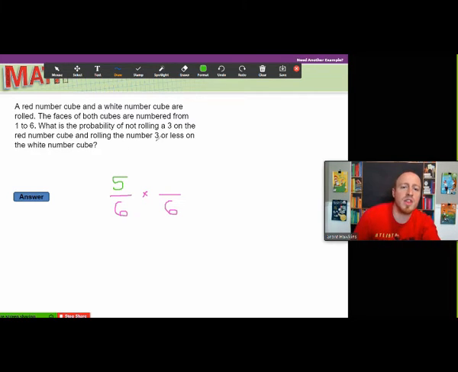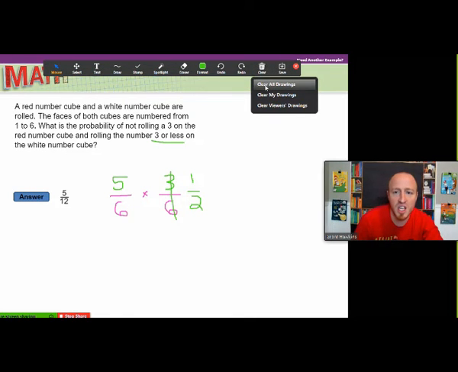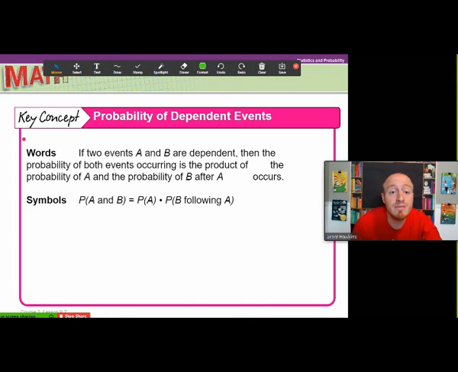And then 3 or less. So 3, 2, 1. There are 3. So we could obviously make this 1/2. And we could multiply that and get 5/12. Now, if you really wanted to make a list of all the 36 outcomes, be my guest. We've done it before. Why do it again? No, thank you. Okay? Moving on.